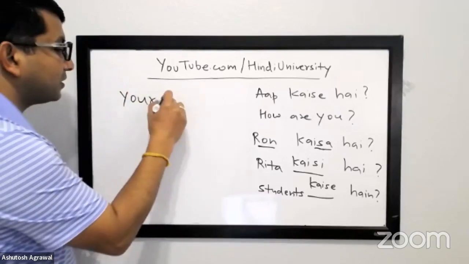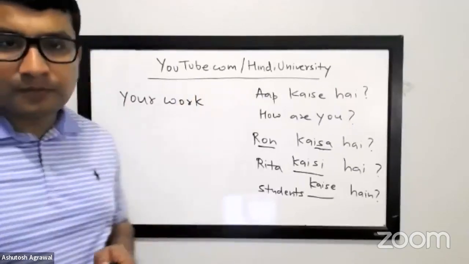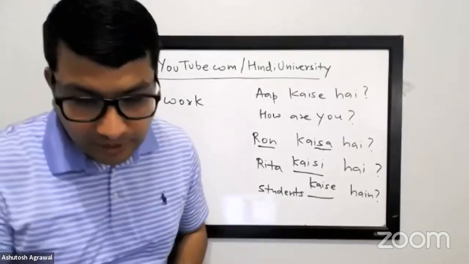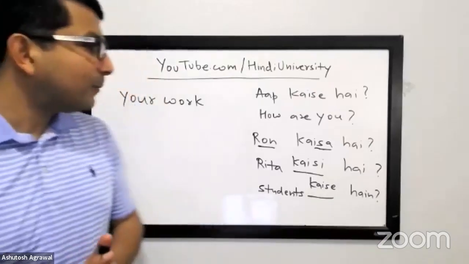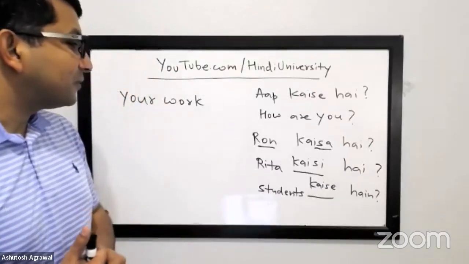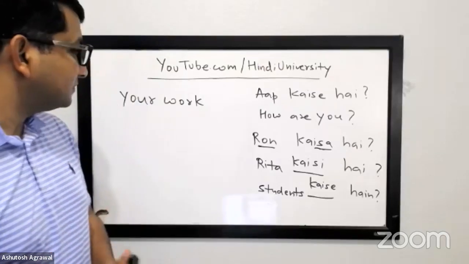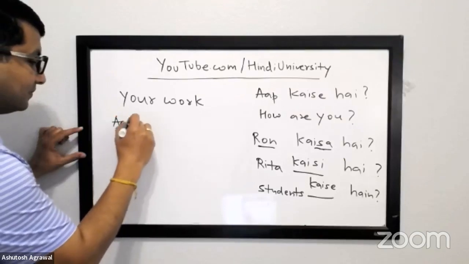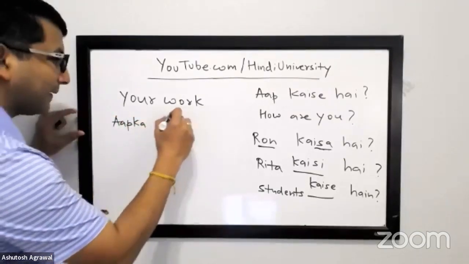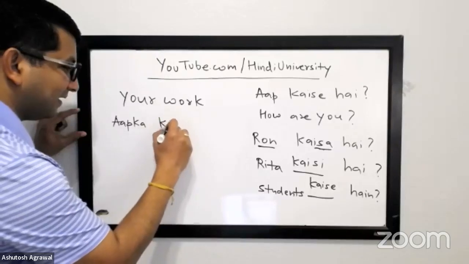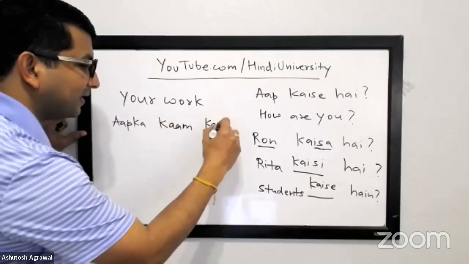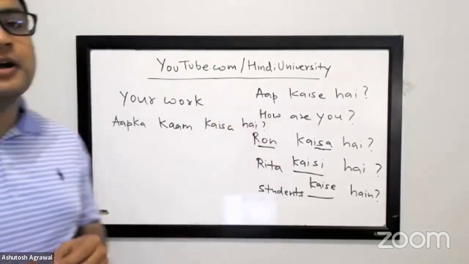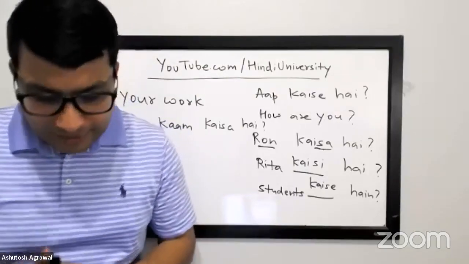Your work. How is your work? You can use kaisa or kaise also to inquire about that, right? So let's say Professor Anita, how will you inquire about Ron's work? Ron, आपका... Karna कैसा है? Very good. आपका काम. काम, yes, of course. आपका काम कैसा है? Very good, right? How's your work? आपका काम कैसा है? Okay, awesome.